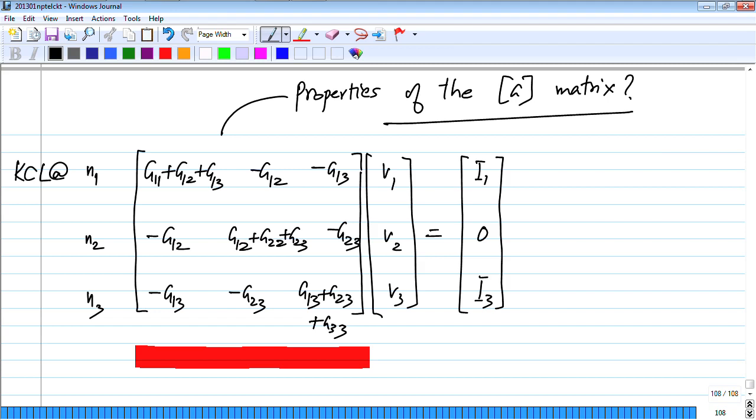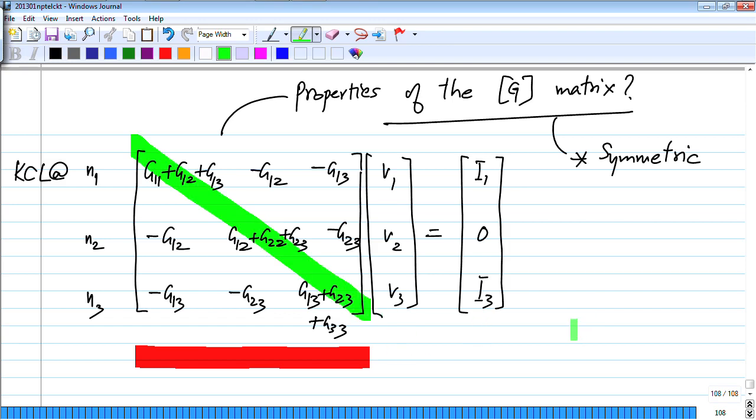Okay, I think many of you very easily observed that it is a symmetric matrix. That is, we have minus G12 here, minus G12 there, minus G23, minus G23, and minus G13, minus G13. So clearly it's a symmetric matrix. Now let's focus on the diagonal. The diagonal is this, right? What do you observe about the diagonal elements?